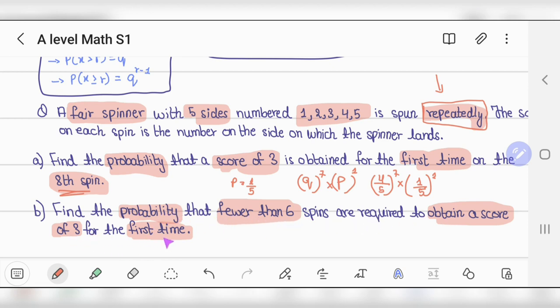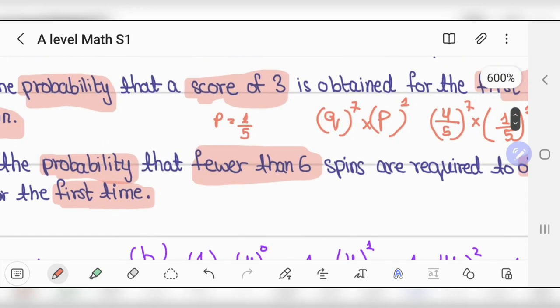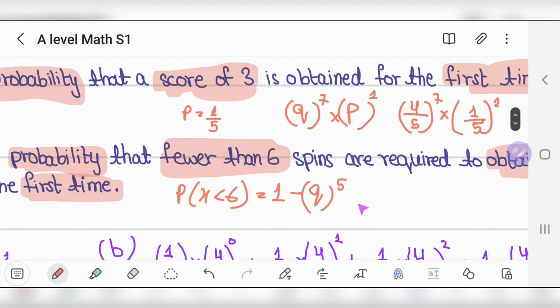Okay, part B is find the probability that fewer than 6 spins are required to obtain a score of 3 for the first time. Fewer than 6, so we need to find the probability of having fewer than 6. After seeing the formula, I already know what to write. So it's 1 minus Q to the power 5, which means it's going to be 1 minus 4/5 to the power 5.